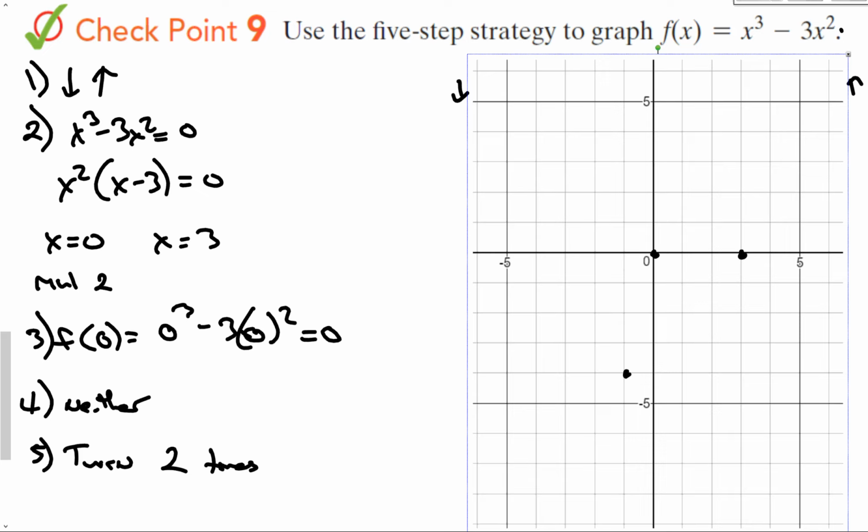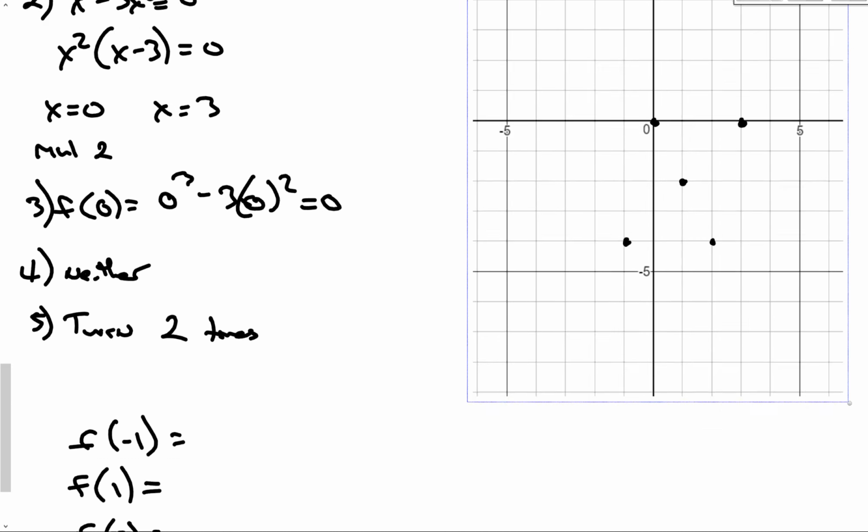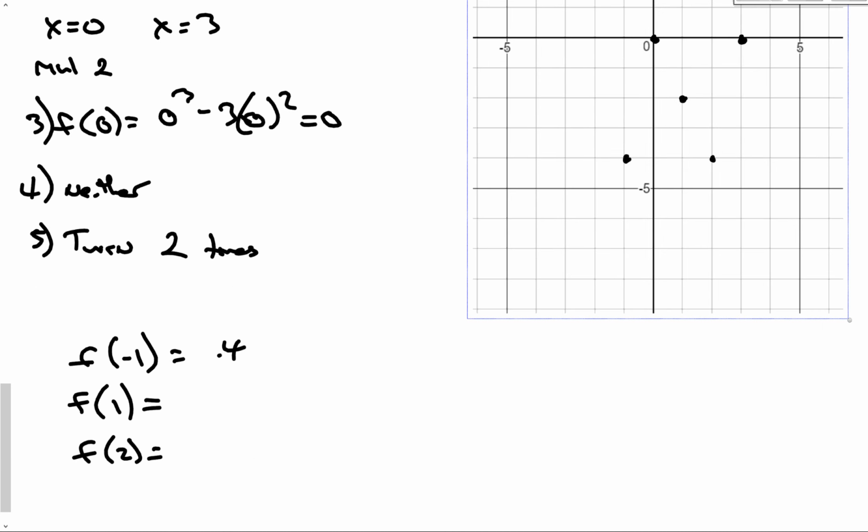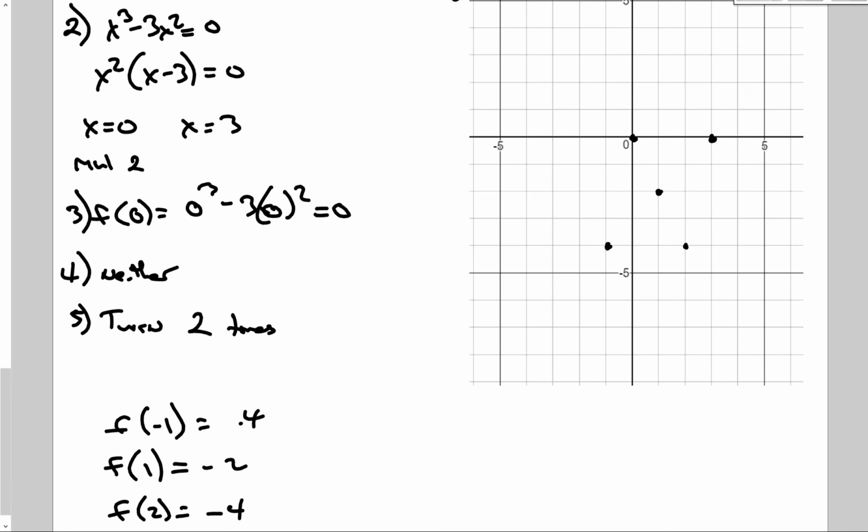So we have this point right here. We have f of +1 is going to be -2. So we have this point right here. And that f of 2 is going to be -4, which is going to be right there. Okay? So we have these 3 data points. That's -4, that's -2, and that's -4 as well. And I could keep getting more and more if I need to, but that's kind of enough data for me already, because I now can see that the graph is going to look something like that. And that's kind of good enough.